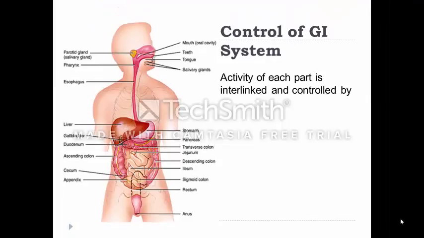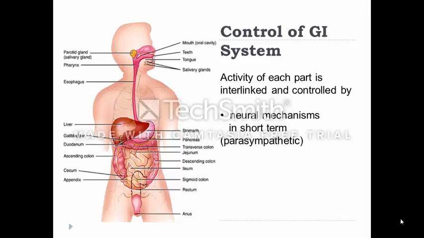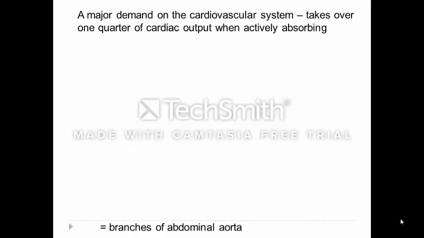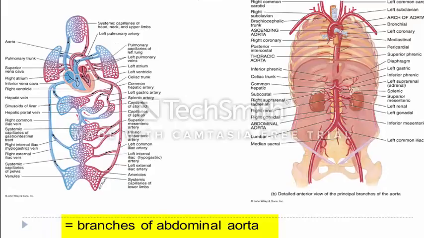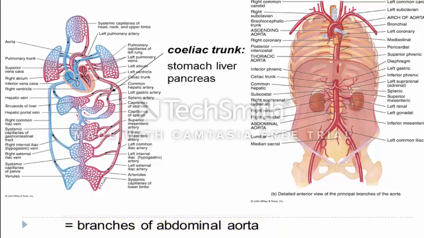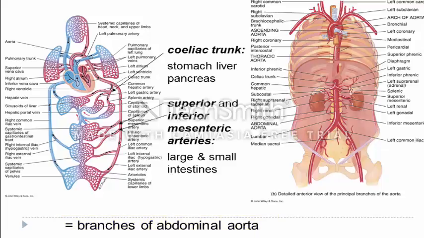The various activities of each part of the GI system are interlinked, and they are controlled by short-term nervous mechanisms and longer-term hormonal mechanisms. Digestion places a major demand on the cardiovascular system, and it takes approximately 1/4 of the cardiac output when it is actively absorbing. 3 branches of the abdominal aorta provide blood for the transport of absorbed nutrients. These include the celiac trunk to the stomach, liver and pancreas, and the superior and inferior mesenteric arteries, which take blood to the large and small intestines.